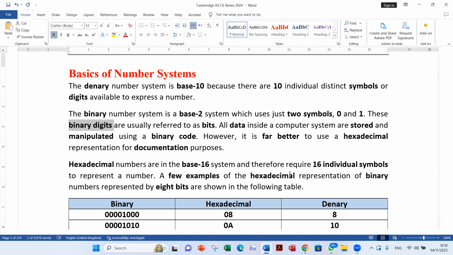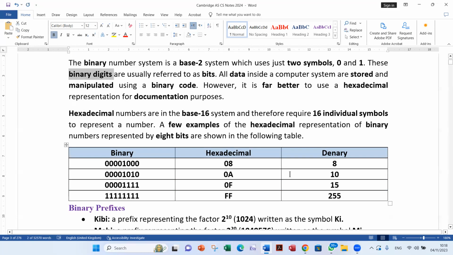So hexadecimal makes representing a binary number shorter. You already know hexadecimal from the O level. I'm just doing a start. Hexadecimal numbers are base 16, and therefore require 16 individual symbols. You already know that after the 9 you have A, B, C, D, E, F, and these represent 10, 11, 12, 13, 14, 15. So A to F are the digits from 10 to 15.